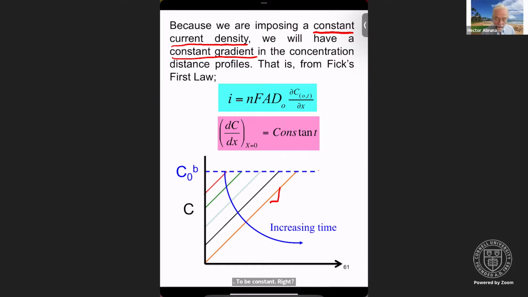Remember, from Fick's law, the current carries the number of electrons, Faraday constant, area, and diffusion coefficient. All of these are constant. So it tells you that the current is proportional to that gradient. If this is constant, then this has to be constant. And these concentration profiles as a function of time will be parallel to each other, and the slope will depend only on the current density that you are imposing on the electrode surface.